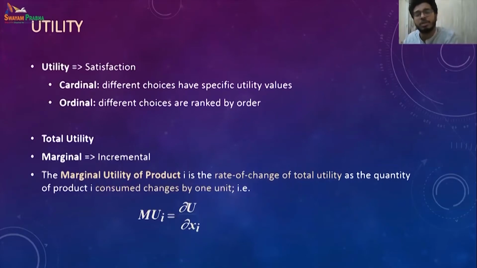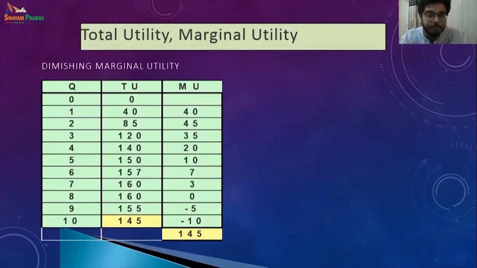So marginal utility of a product is nothing but the rate of change of total utility as the quantity of the product I consume changes by 1 unit, right? When X changes by 1 unit, how much does my utility change? So how does this look? Let us take an example. When I am not having any Rasgulla, my utility is 0. When I am having 1 Rasgulla, my total utility is 40. So what is my marginal utility? 40 minus 0, 40. Clear?